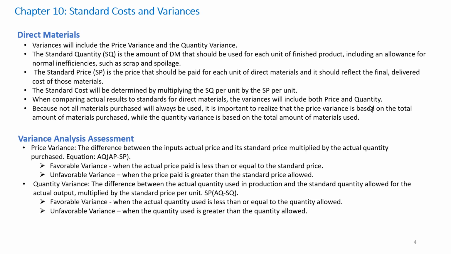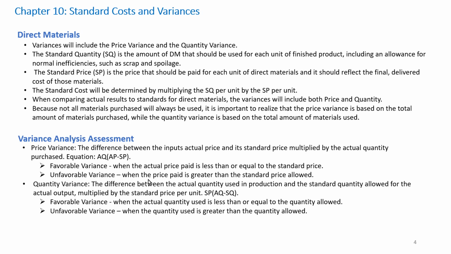When comparing actual results to standards for direct materials, the variances will either be a price variance or a quantity variance. The direct materials price variance will use actual quantity purchased to compare the actual price paid to the standard price. There will be a favorable price variance when the actual purchase price paid is less than or equal to the standard price. If more is paid, then an unfavorable variance will be reported.